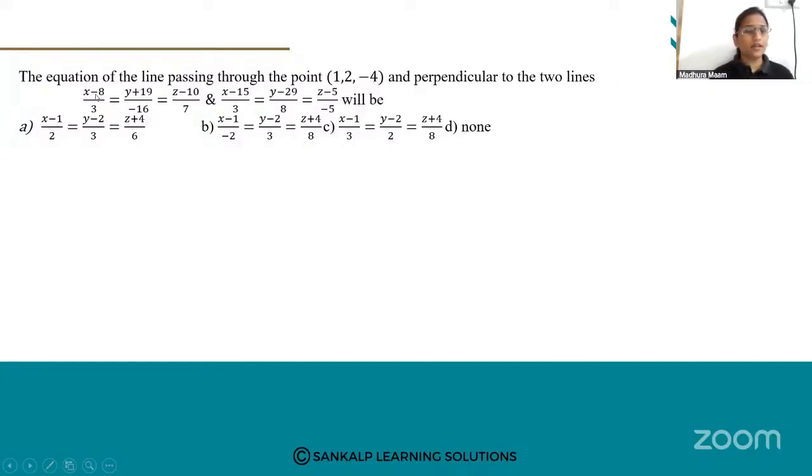And what are the two lines? x minus 8 by 3 equals y plus 19 by 16 equals z minus 10 by 7. And x minus 15 by 3 equals y minus 29 by 8 equals z minus 5 by minus 5. Right? So what are they asking us? They are not asking for an angle, here they are asking for an equation. But we need all the results here.